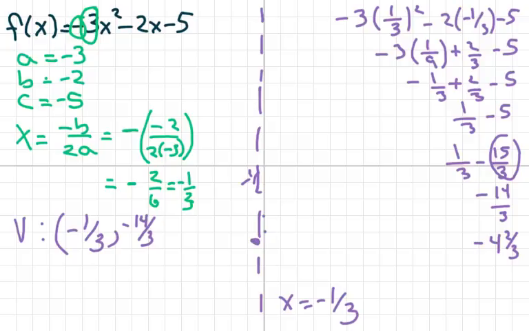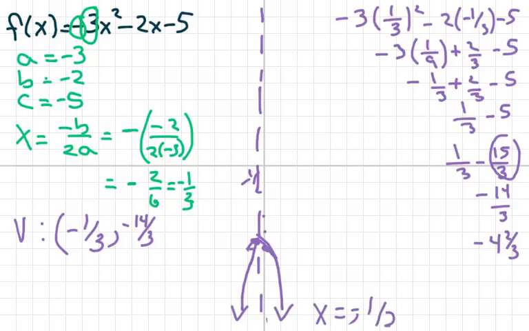My y-intercept is at negative 5. So it's going to be kind of opens down. And it's going to be something like that. Let me erase this a little bit. It's really skinny. So real thin here. Opens down. So this is x equals negative 1/3. Your vertex is right there. And the y-intercept is 0, negative 5.